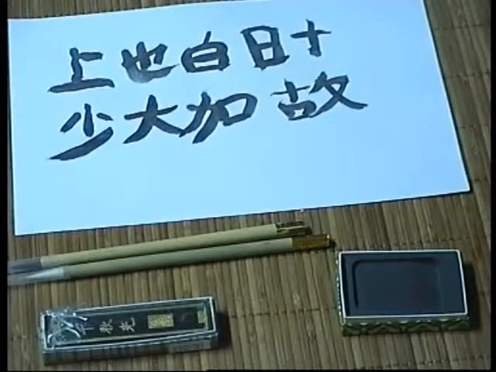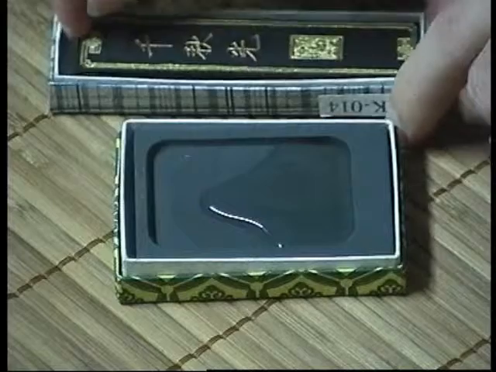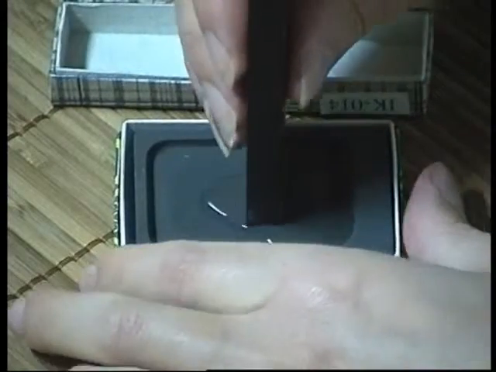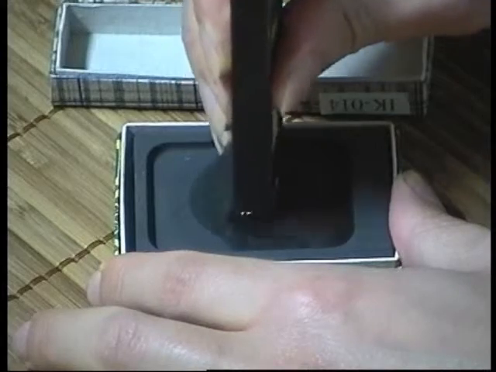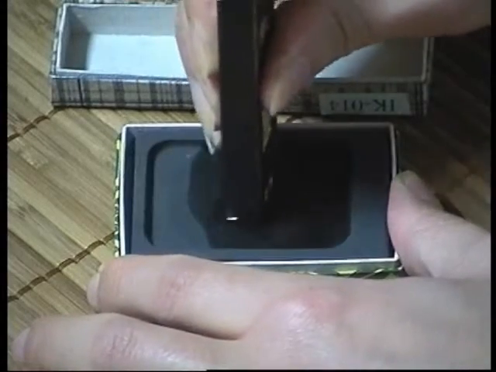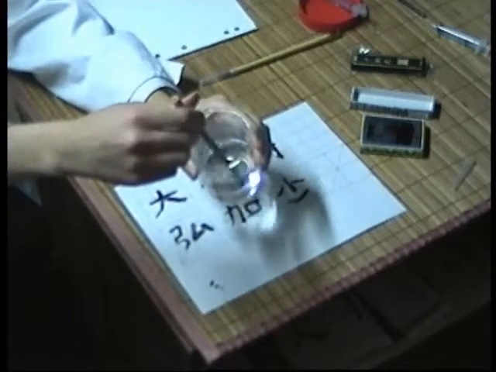The traditional method for writing Chinese characters is to prepare ink using an inkstone and water. The ink is then applied to the paper using a pointed brush. Genuine Chinese ink does no damage to a brush, provided that it is rinsed thoroughly.